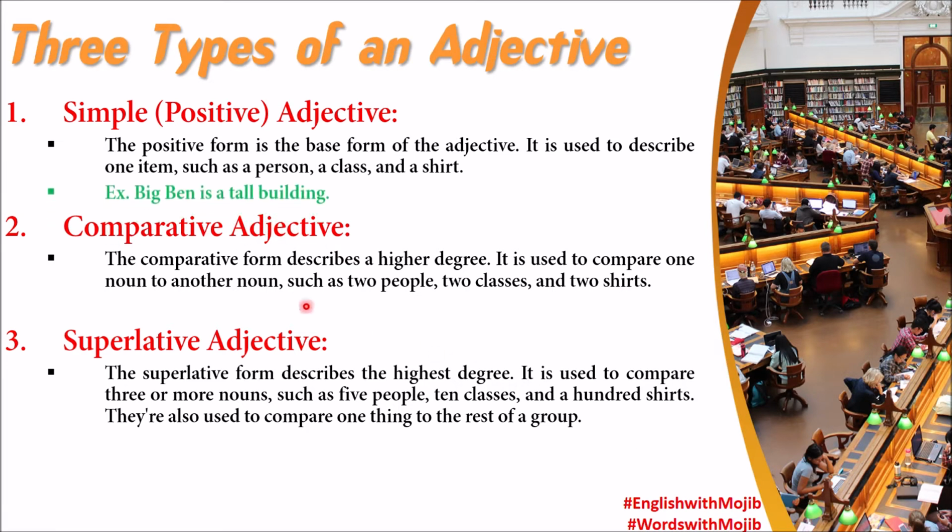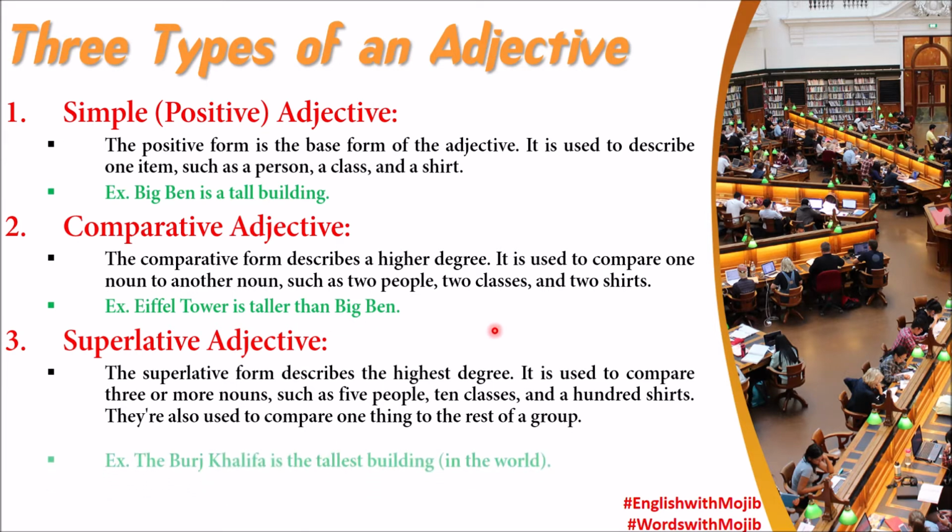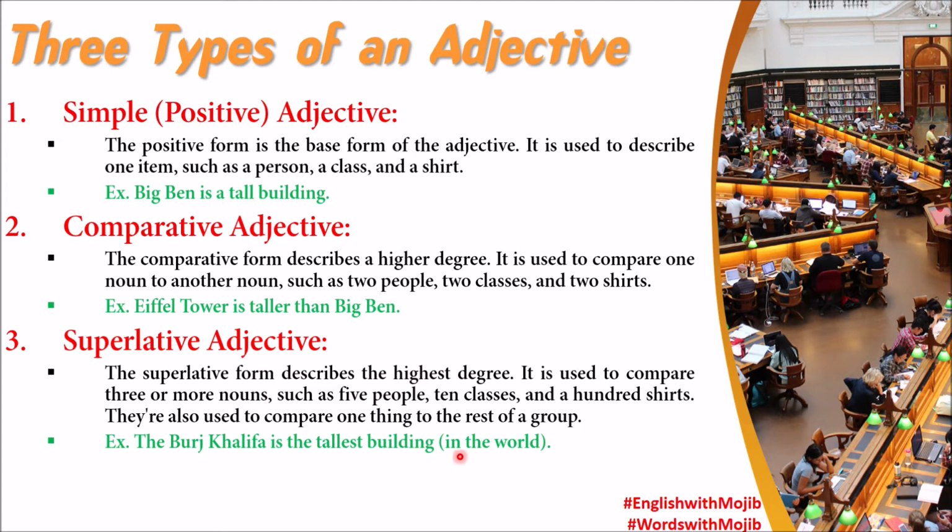For example, Big Ben is a tall building, which is in London. Comparative adjective: Eiffel Tower is taller than Big Ben. We are comparing Eiffel Tower to Big Ben. 2 items. So Eiffel Tower is taller than Big Ben. And number 3, the Burj Khalifa is the tallest building in the world. Here we are comparing all the buildings in the world, more than 3. Or we can say the world is a group for us. And we're talking about the tallest building here, Burj Khalifa.